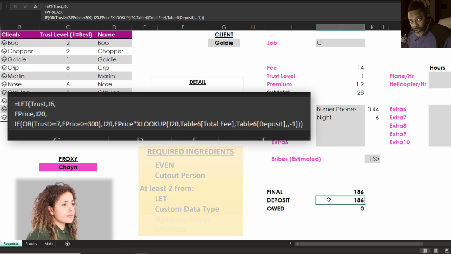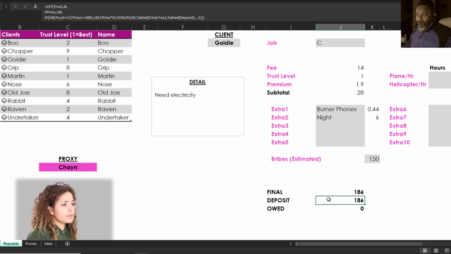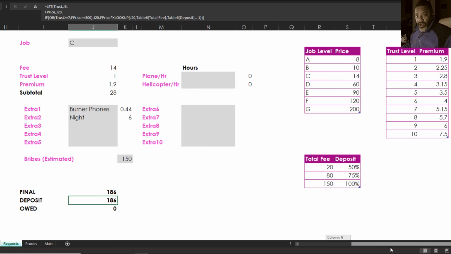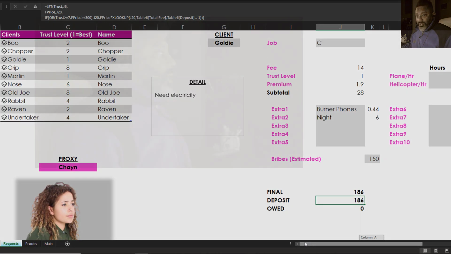If a client's trust is 7 or above, they don't get to leave a deposit. They got to pay in full. And if a job is over 300 drops, they got to pay in full. We're not messing around here. But if either of those criteria are different, then we can allow them a deposit. And here is the grid for a deposit. I'll show you more about this later, but somebody's coming in right now, okay?